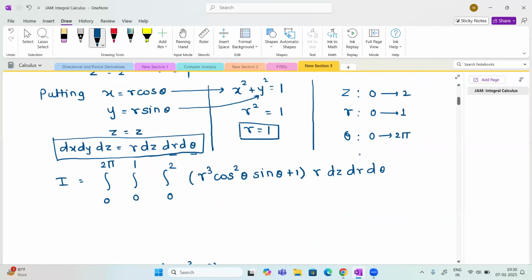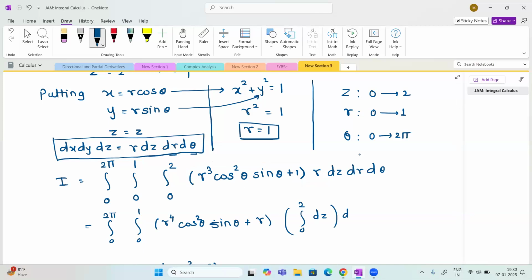So first we will integrate with respect to z, right? We have to solve the inner integration first. Is there any z? No, sir. So it is constant, no? Yeah, it will come outside. So I'm taking the product also: r raised to 4 cos square theta sine theta plus r, constant, z from 0 to 2, dz dr d theta.